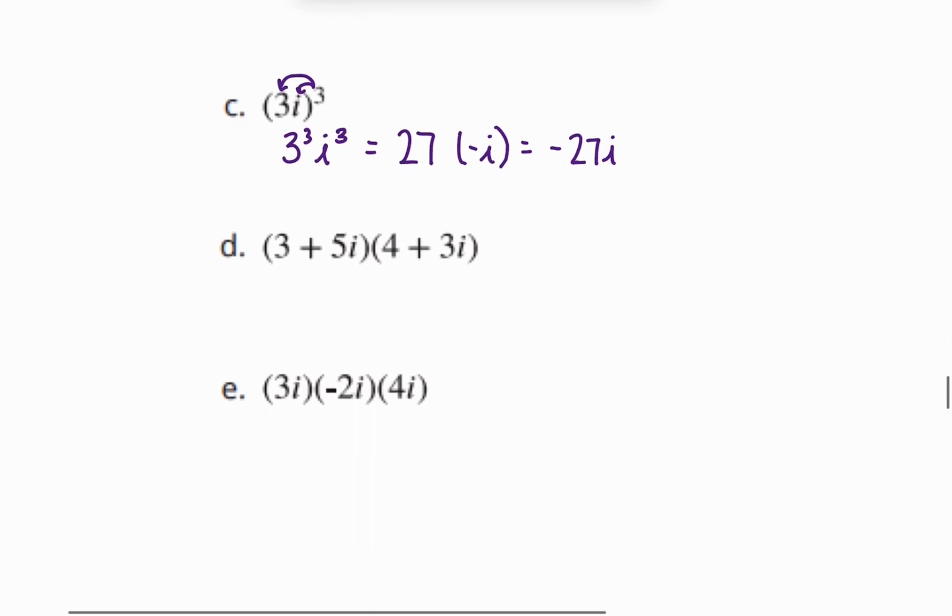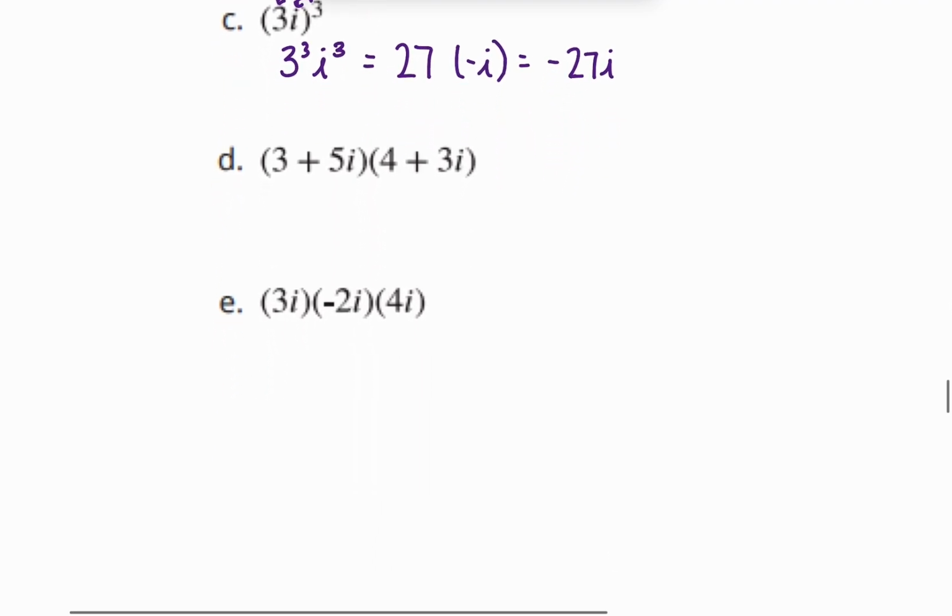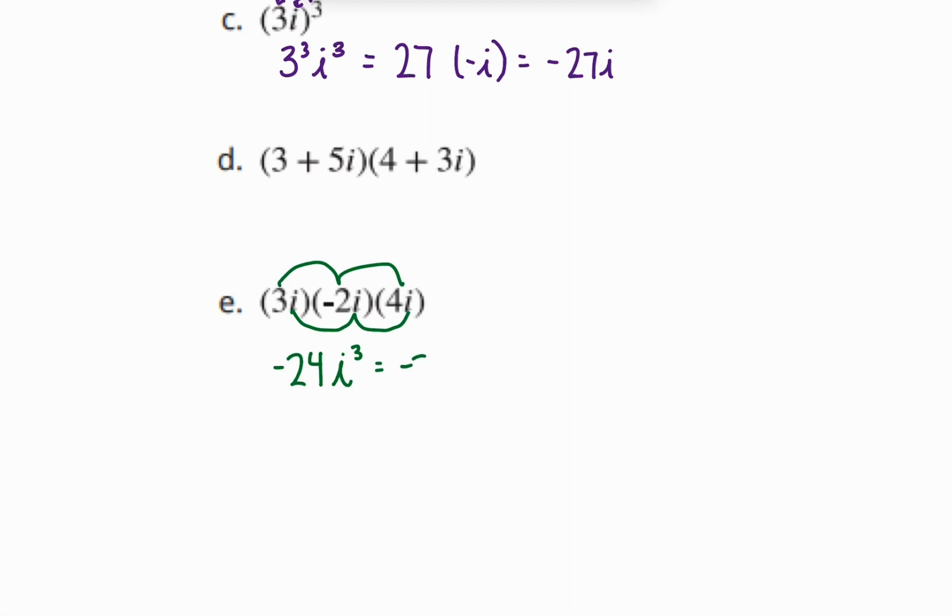And then on D, there's examples above of that. But E, you can multiply the numbers. So this will be 3 times -2, which is -6 times 4. So this will be -24. And then you have 3 i's multiplying by each other. So this will be i cubed. So then again, you have -24 times -i, which ends up being a positive 24i.